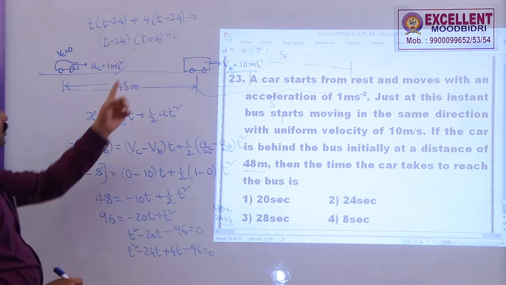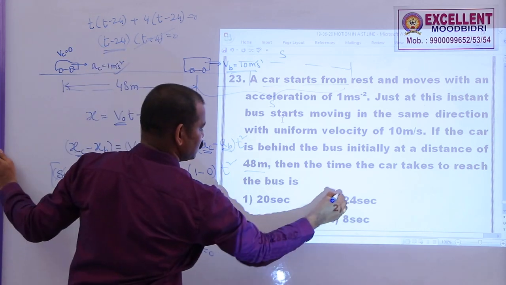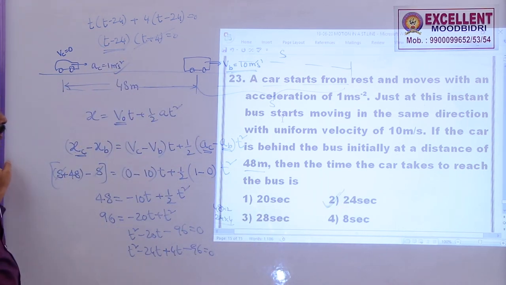Here if you take this one, t will become minus 4, which is impossible. So t must be plus 24 seconds. So after 24 seconds the car reaches the bus, option 2 is correct.